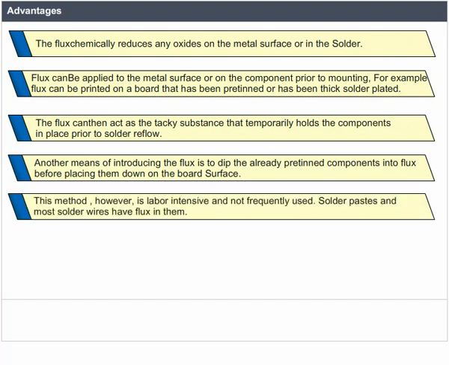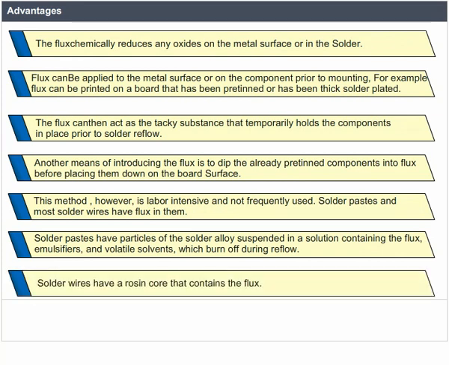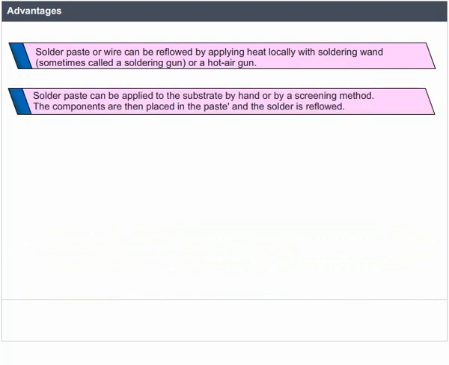Solder paste and most solder wires have flux in them. Solder pastes have particles of the solder alloy suspended in a solution containing the flux, emulsifiers, and volatile solvents which burn off during the reflow. Solder wires have a rosin core that contains the flux. Solder paste or wire can be reflowed by applying heat locally with a soldering wand, sometimes called a soldering gun, or a hot air gun. Solder paste can be applied to the substrate by hand or by a screening method. The components are then placed in the paste and the solder is reflowed.